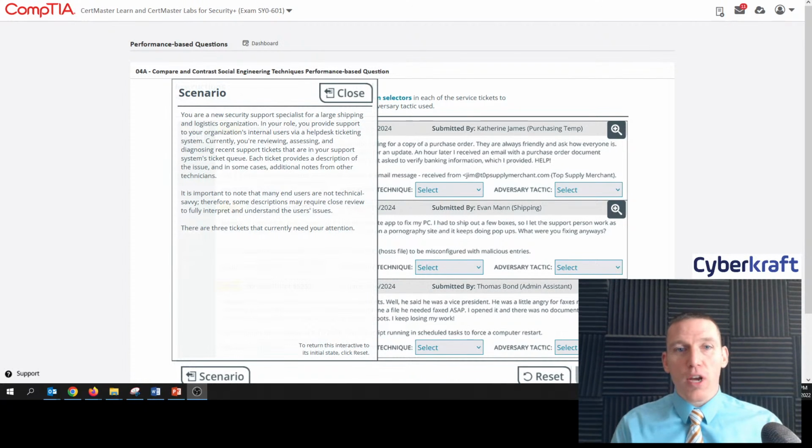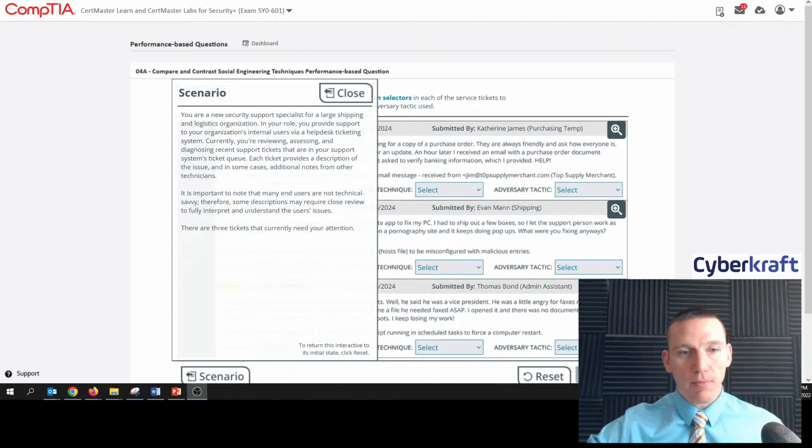So let's read the scenario here. You are a new security support specialist for a large shipping and logistics organization. In your role, you provide support to your organization's internal users via a help desk ticketing system. Currently, you're reviewing, assessing, and diagnosing recent support tickets that are in your support system's ticket queue. Each ticket provides a description of the issue and, in some cases, additional notes from other technicians. It is important to note that many end users are not technically savvy, therefore some descriptions may require close review to fully interpret and understand the user's issues. There are 3 tickets that currently need your attention.